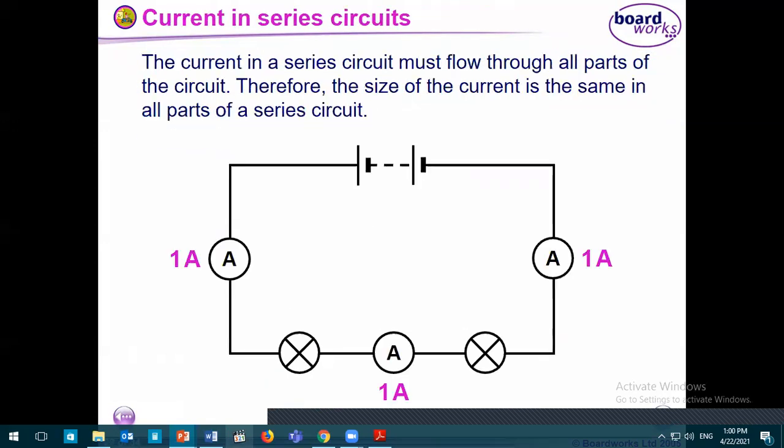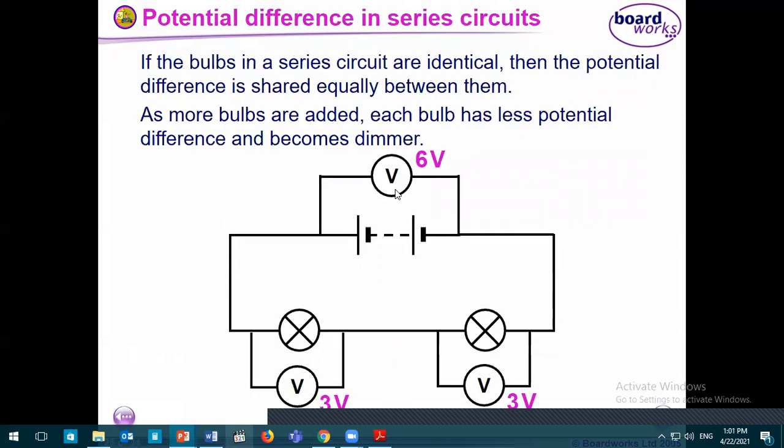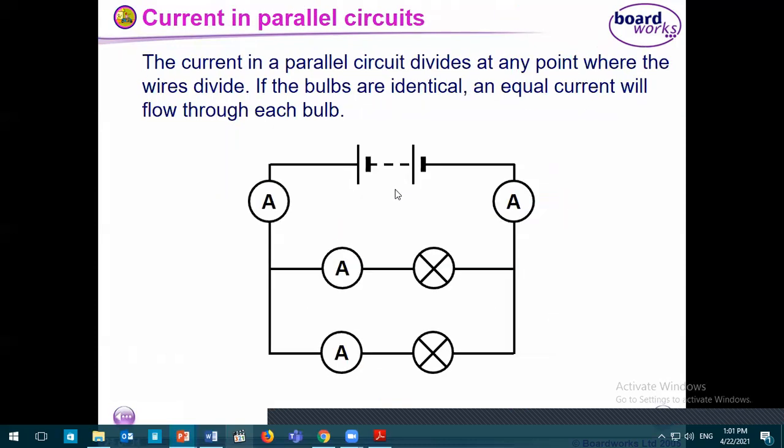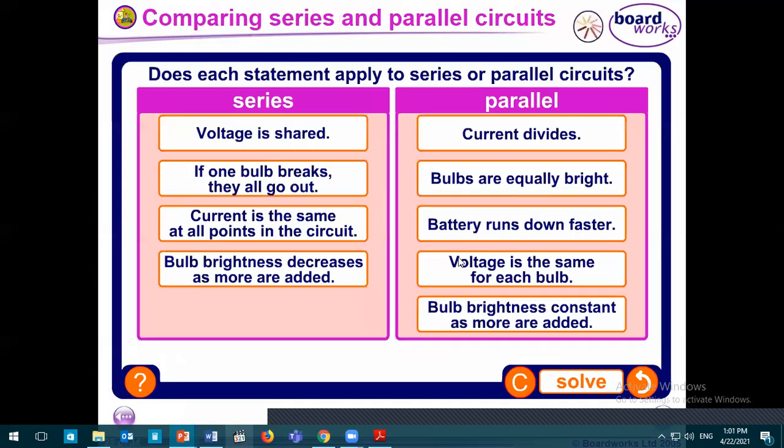Not like this one. In this one, the battery actually divides its energy, so it's not going to run fast. But in here, it doesn't divide its energy. It kind of gives all the bulbs the energy they need. So in this case, it will run out way faster. If we get back here, you can see that the battery runs down faster in the parallel circuit.